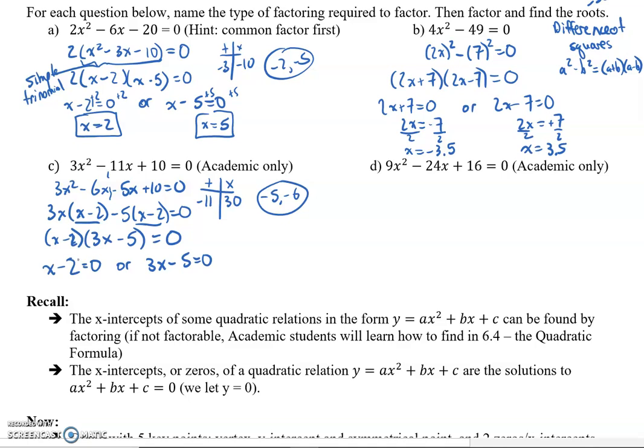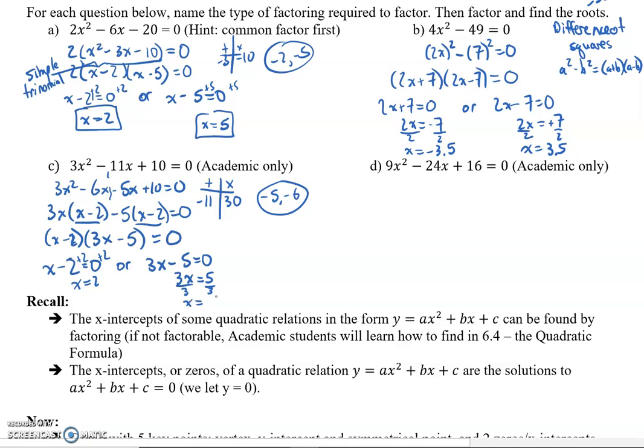If x minus 2 is equal to 0, I add 2 to both sides, that gives me just x equals 2. And then on the other one, we have 3x equals, we add 5 to both sides, we get that. Dividing by 3 gives me x equals 1 2/3, or 5 over 3. You could also say it's 1.67 repeated, or 1.6 repeated. Those are the two answers that we get there.